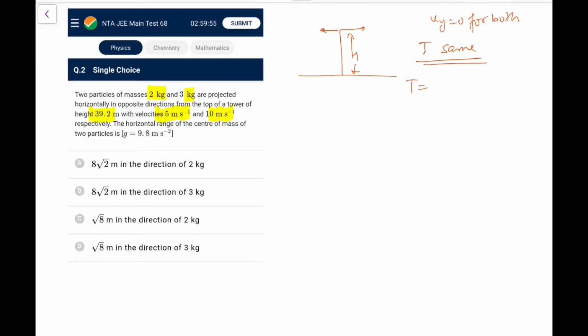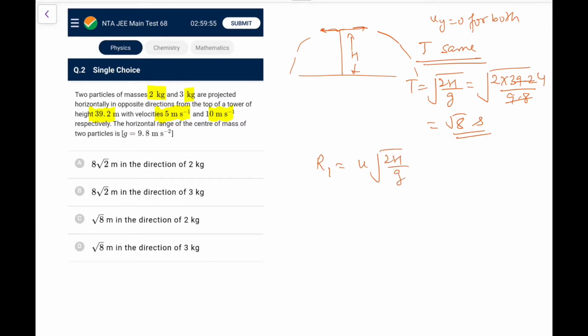First of all, what would be the time? Time you know is equal to root 2h by g, and h is given as 39.2 and g is 9.8, so this is root 8 seconds. In this time, the first one travels distance r1, let's say forward, and r2 backward. So r1 is u into root 2h by g, u into t basically, so u is 5 into root 8, and similarly r2 is u into root 2h by g, with u2 being 10, that is 10 into root 8.